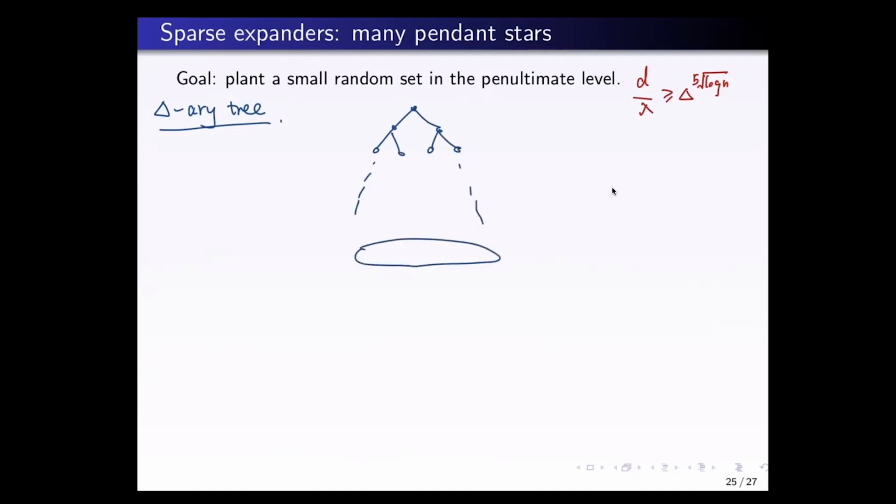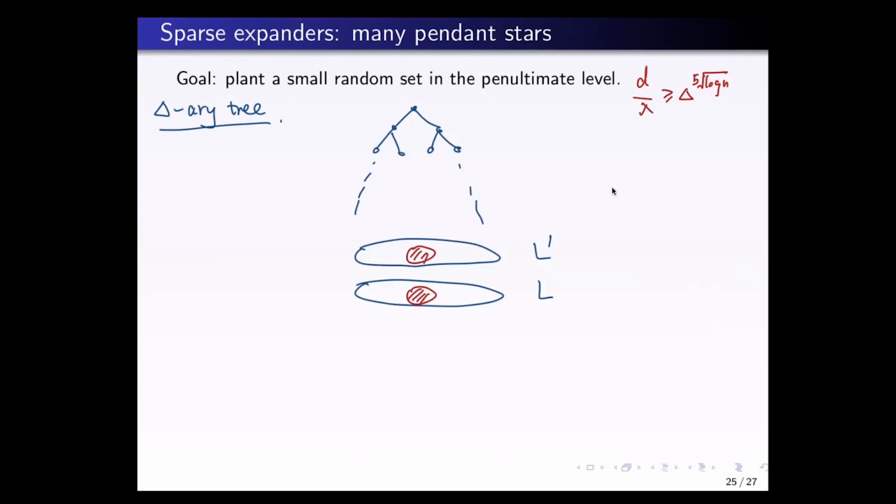And this is the second last level. And this is the last one. I want to plant a random set here. I'm really against any loss in my random set. Before, it kind of works, I was trying to pin down a set of size epsilon n, and I can lose another epsilon squared n because my degree is big.